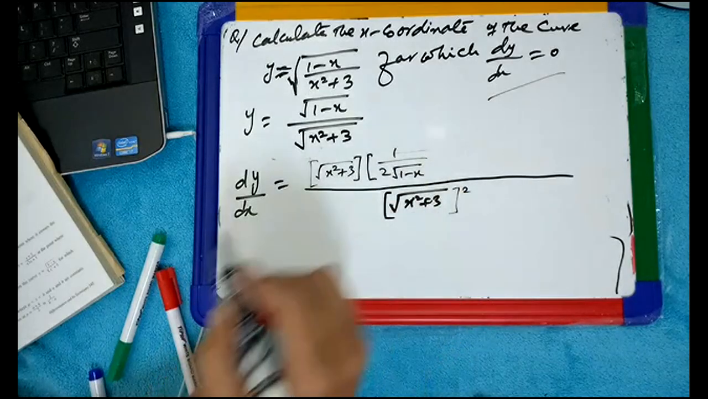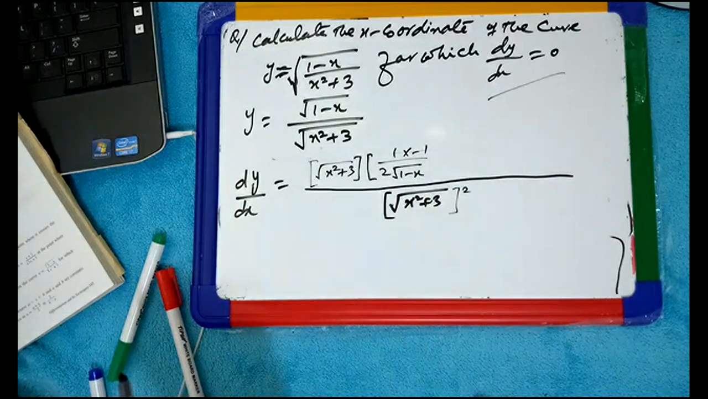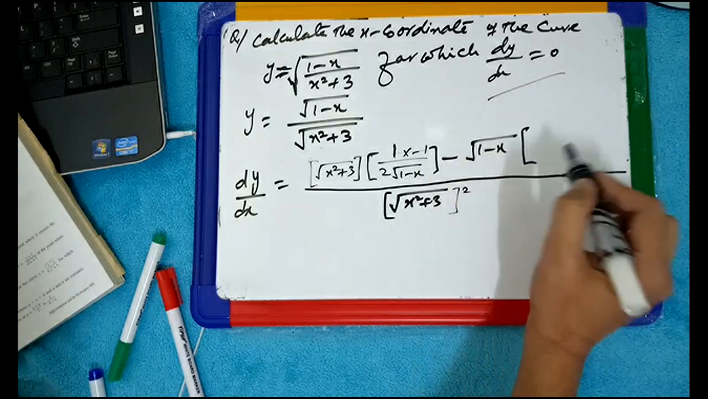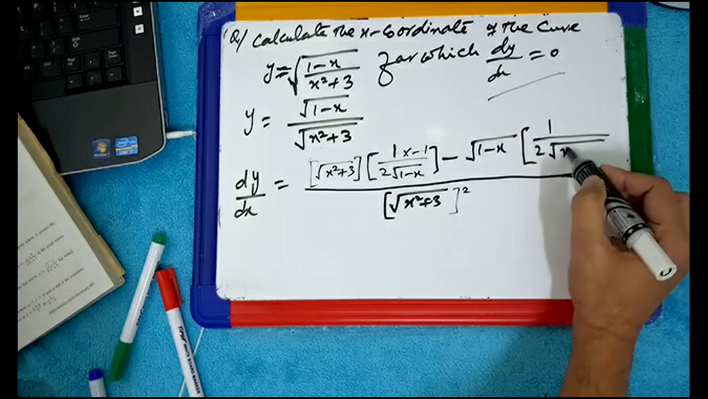Tell me u dash. u dash is 1 over 2 under root of this, and minus 1 will come over here, because of the inner function derivative; do not forget it. Then we need the normal u, which is radical 1 minus x, minus normal u, and then the derivative of v, which is again the same, 1 over 2 root of x squared plus 3.